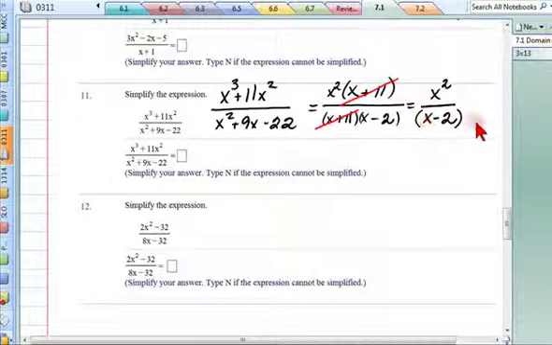X is not a factor of the denominator. A factor means it's times something. X isn't times something, it's added or subtracted. So don't touch it. I don't know whether you get to use those parentheses in your final answer or not. Is that okay?